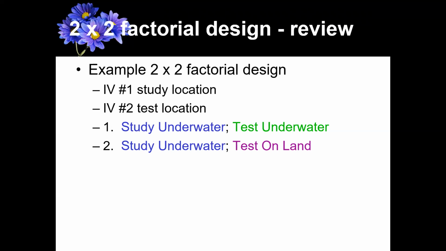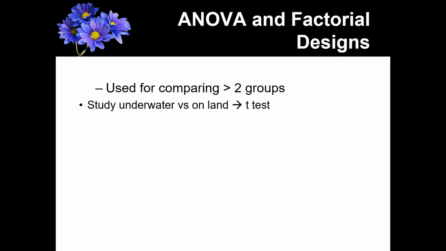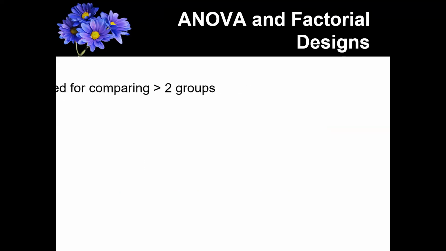So what this would look like is that I, of course, have every combination of those two variables. So I would have some people study underwater, and then they take a test underwater. I would have some people study underwater and then take the test on land. And I would have some people study on land, take the test underwater. And lastly, some people study on land, test on land. Okay. Four conditions, 2x2. So whenever we have this, we're going to use an ANOVA.